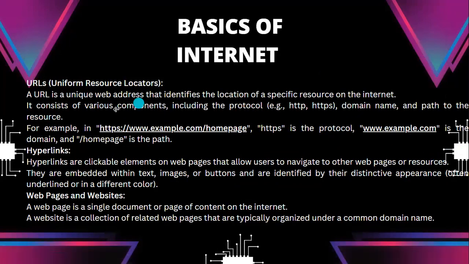As I have mentioned earlier, URL is Uniform Resource Locator. It is a unique web address that helps you identify the location of a specific resource. Now coming to the next one. So this is a URL. Now a hyperlink is something which is clickable: any clickable element on a web page that allows the user to navigate to other web pages.